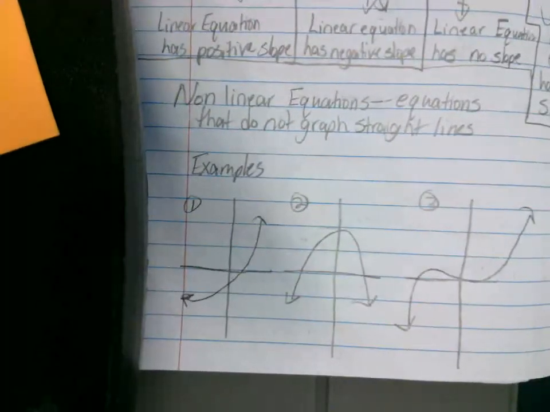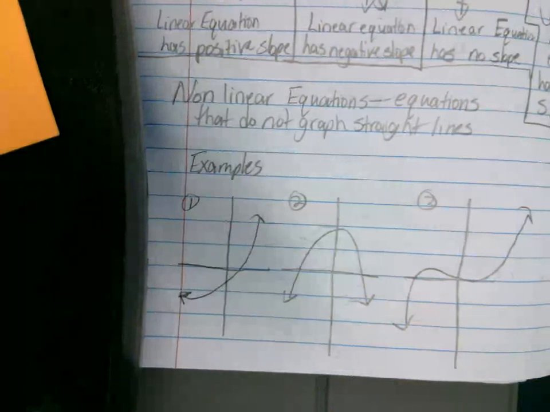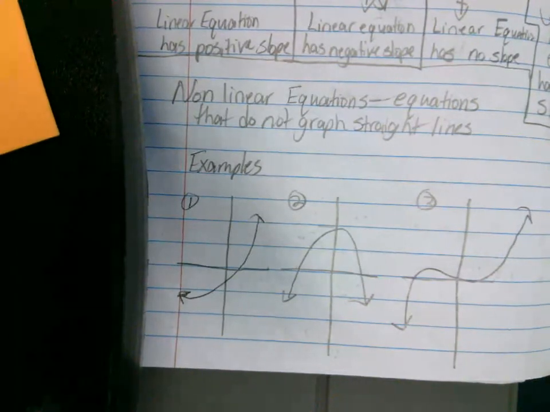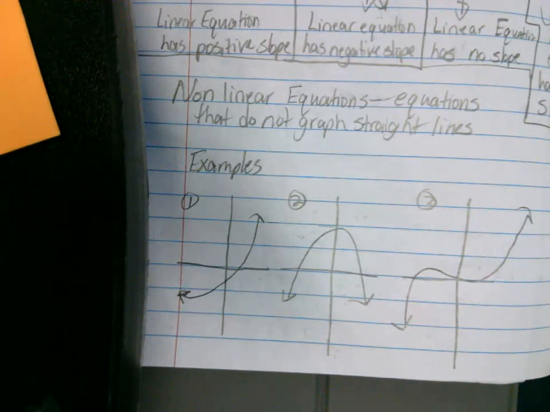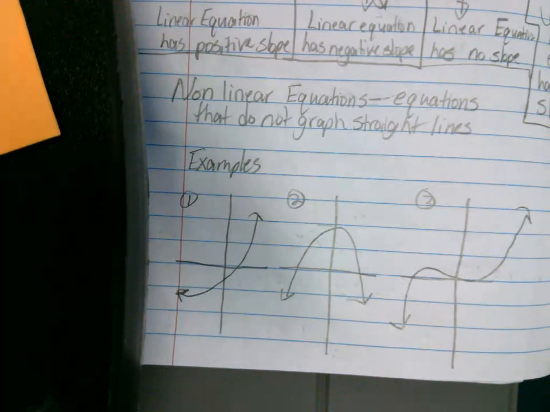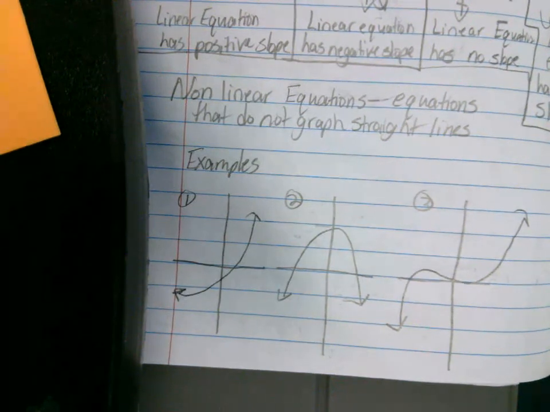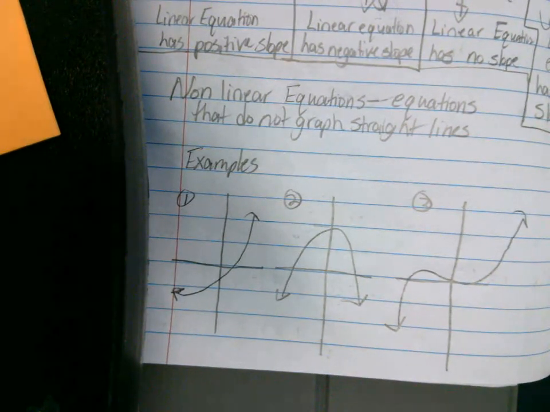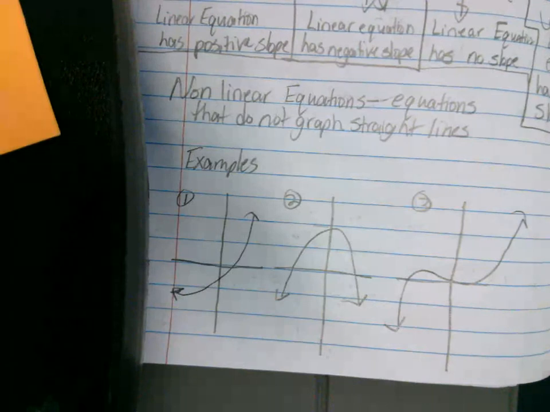If it's not a perfect straight line, that means it's a nonlinear function. There are going to be many types of nonlinear functions that are going to have special names, and we'll get to those special names for those functions a little later in the year. But we're going to classify it as a nonlinear function. That just simply means that it's not a straight line. Any questions?